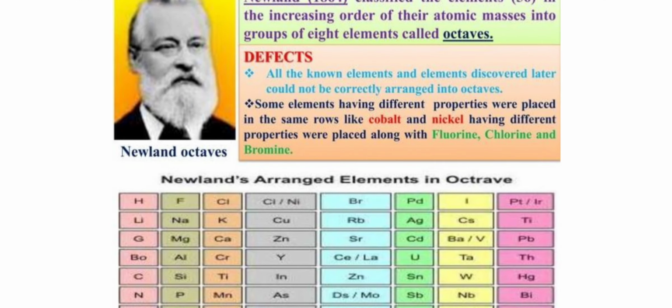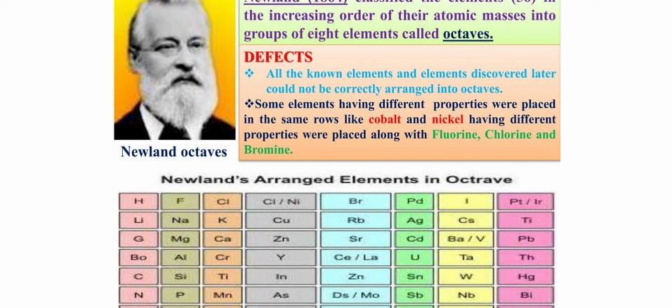The first scientist we are going to deal with is Newlands. He classified the elements in the increasing order of their atomic masses into groups of 8 elements called octaves. His idea was to classify the elements according to atomic mass, but he failed because the correct basis is atomic number, not atomic mass. We will deal with his defects further.